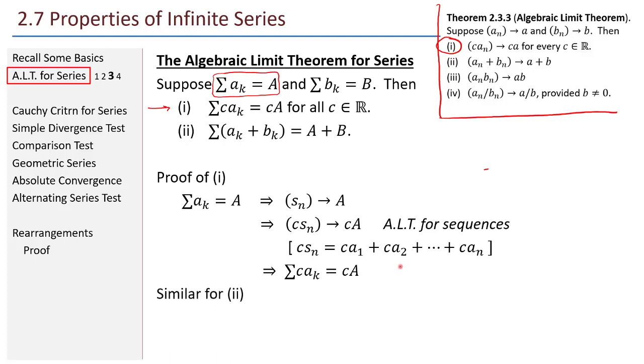And it's a similar idea for the proof of 2. We take our statement about the series, we turn it into a statement about the sequences, we use part 2 of the algebraic limit theorem for sequences, and then we translate our result back into a statement about series.